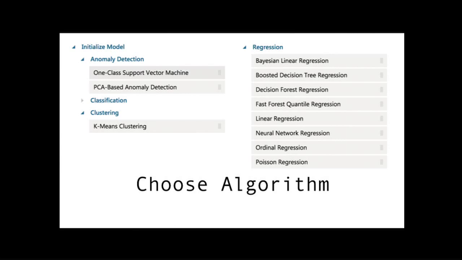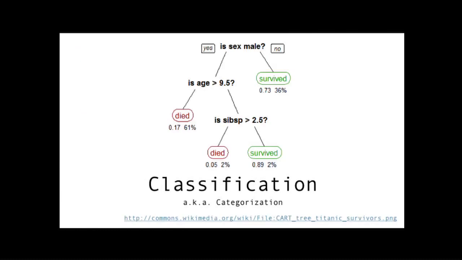In regression, we are not trying to predict qualitative data. We're trying to predict quantitative data, and the output of our model is going to be some sort of continuous function like a line. So here's an example of classification. This is a decision tree model, and in this example, we're trying to predict the survivors of the Titanic.